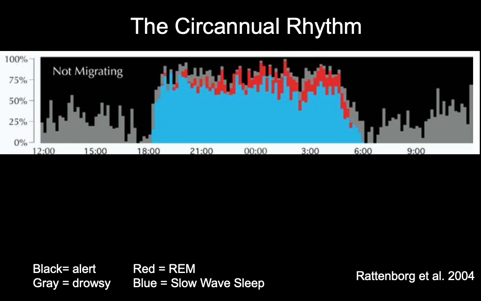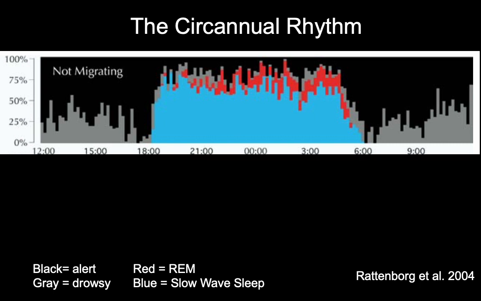And so what you're seeing here, if you take a look at the y-axis, is the percent time in which the bird is either alert, which is shown by the black space, or the gray bars that extend from the bottom, which exhibit drowsiness. The red bars show you rapid eye movement sleep, or REM sleep. This is a relatively active period of sleep in which you are indeed sleeping, but your brain waves look more similar to a conscious brain than they do to a sleeping brain.